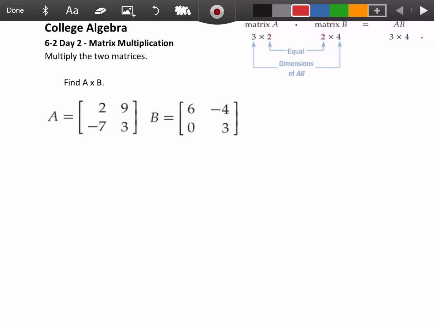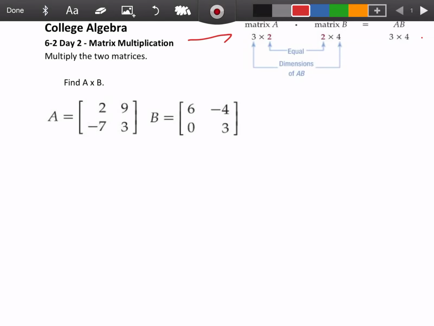Today's lesson is about multiplying matrices. I know we've covered multiplying a matrix by a scalar, by a single number. Now we're taking two matrices and multiplying them together.